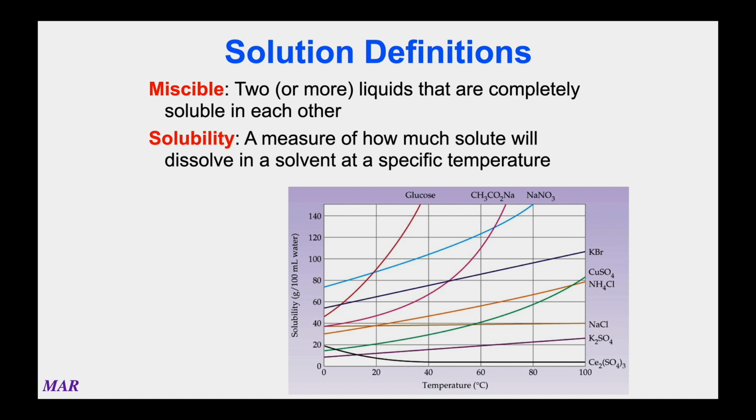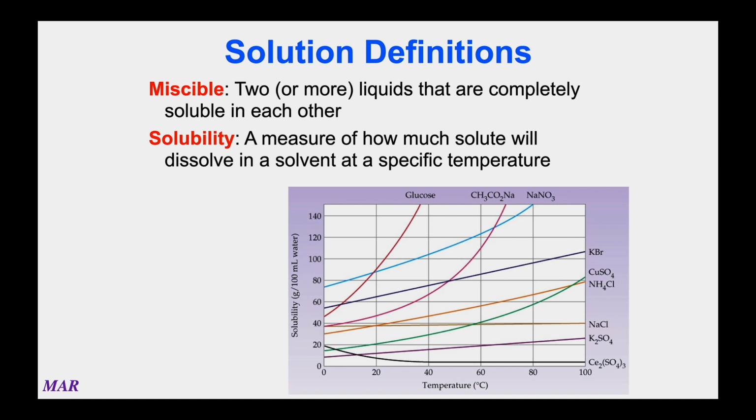Solubility is another term. Solubility is literally a number that's associated with how much solute can dissolve in a solvent at a specific temperature. So it's usually referenced in grams, sometimes moles, and the graph down there shows the solubility of several compounds.